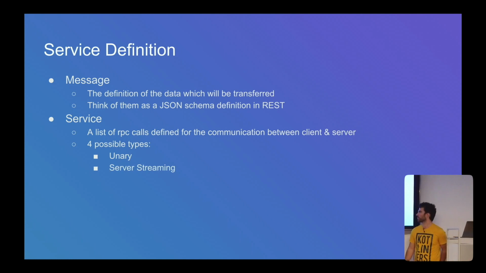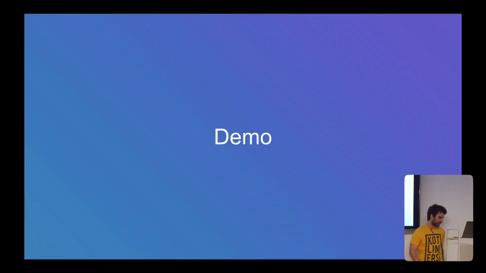The second one is server streaming. In this case, the client sends a request and the server keeps the connection alive and can send data back for a longer period of time. The third one is client streaming, which is the same, just in the other direction. The client sends data and the server waits for the client's data. And the last one is bidirectional streaming, which I have already mentioned. In that case, the connection can be used by both ends, and data can be sent in both directions. So let's see a demo.